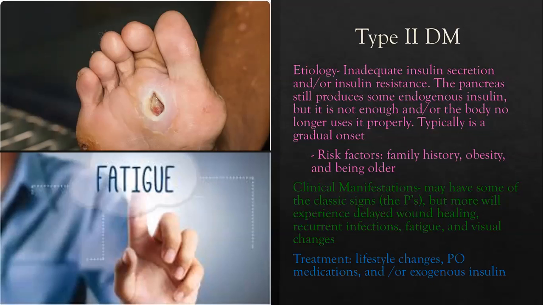This is usually a gradual onset, whereas type 1 would be quicker because their cells just start getting attacked and then they have no more insulin. So type 2 is a gradual increase. There are some risk factors to it: family history, obesity, and being older. Can't change much about that except for the obesity.